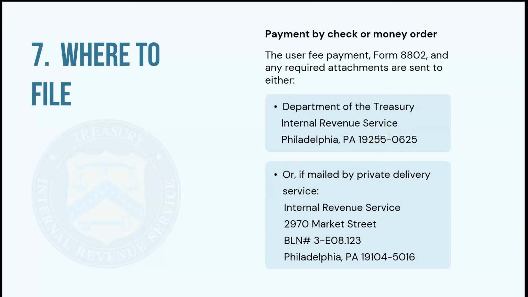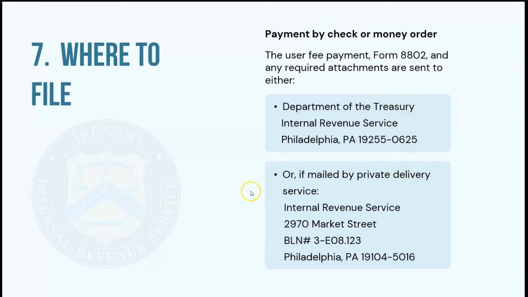I'm recording this video in 2022. So if you're watching this in the future, make sure that the addresses are still current. All you have to do is go to Google Form 8802 instructions. And then the latest form instructions are going to tell you what the new addresses are. As I'm recording this video, these are the correct addresses to use if you're sending this by check or money order.